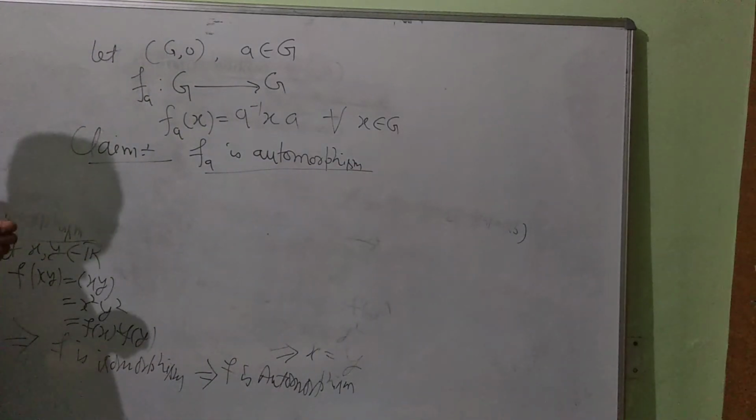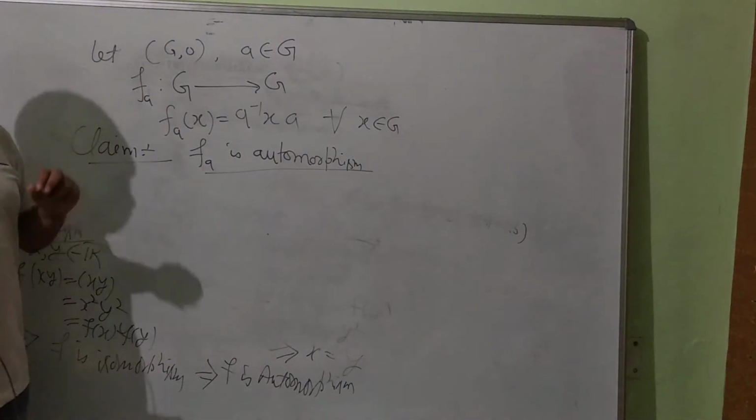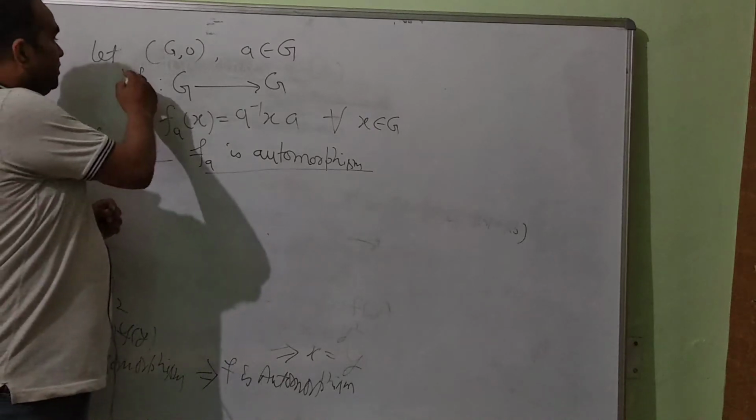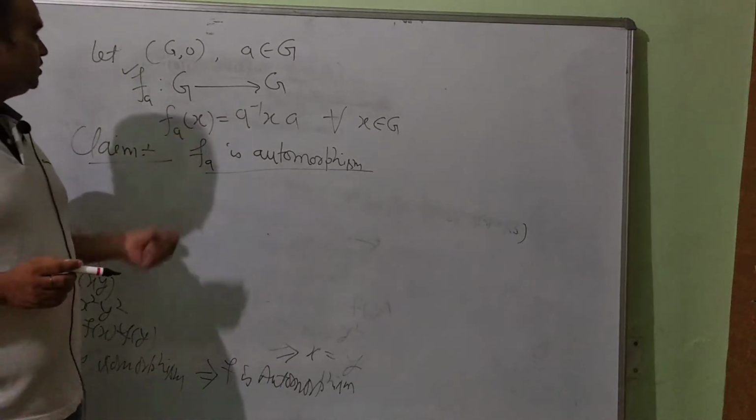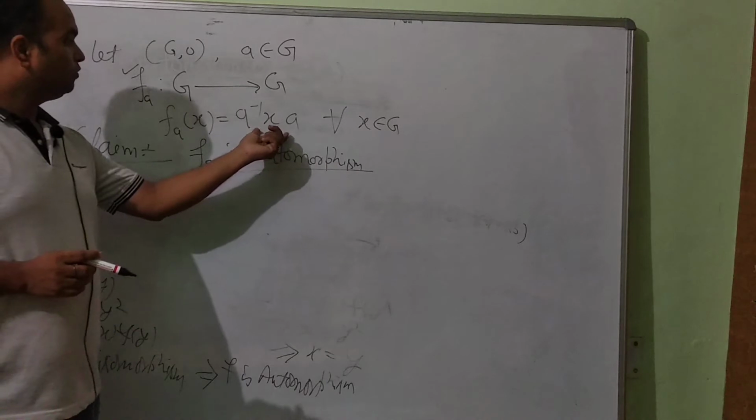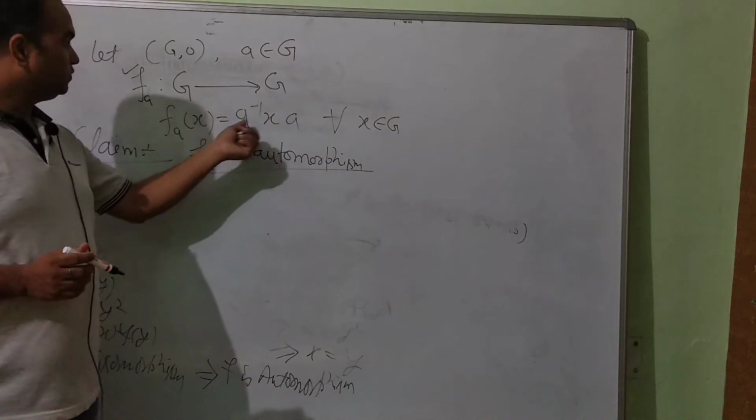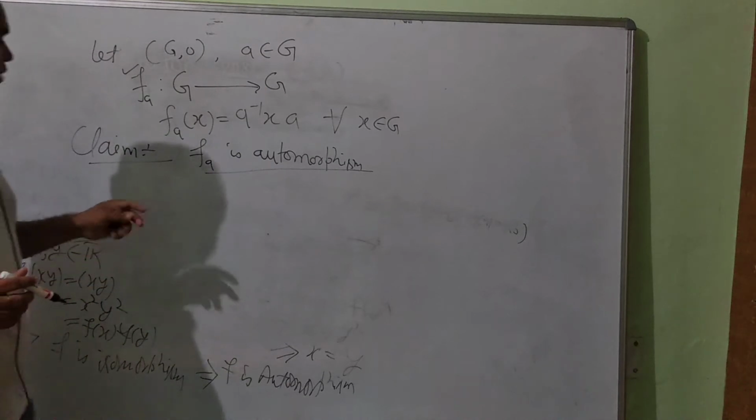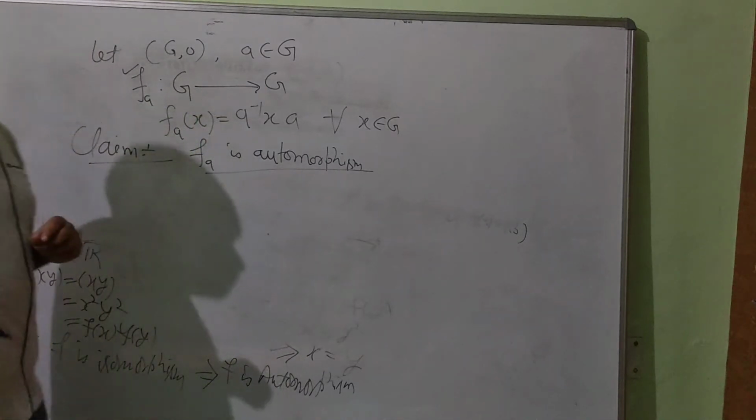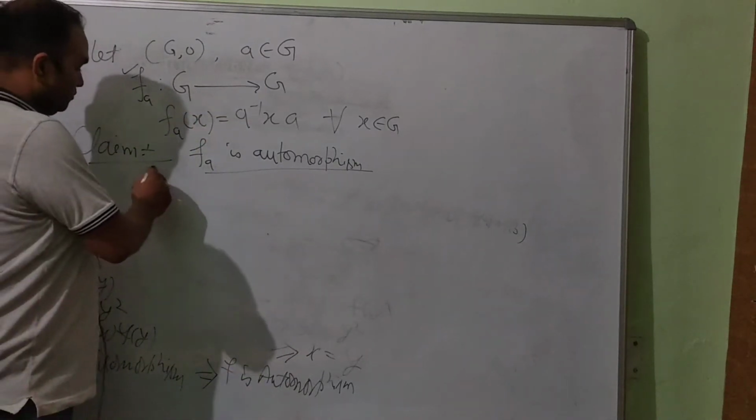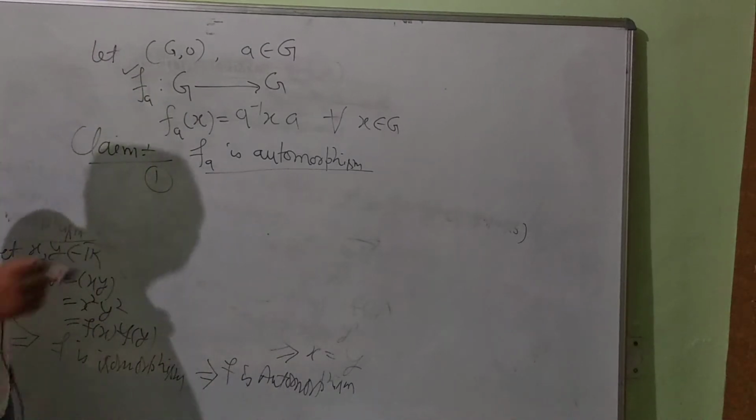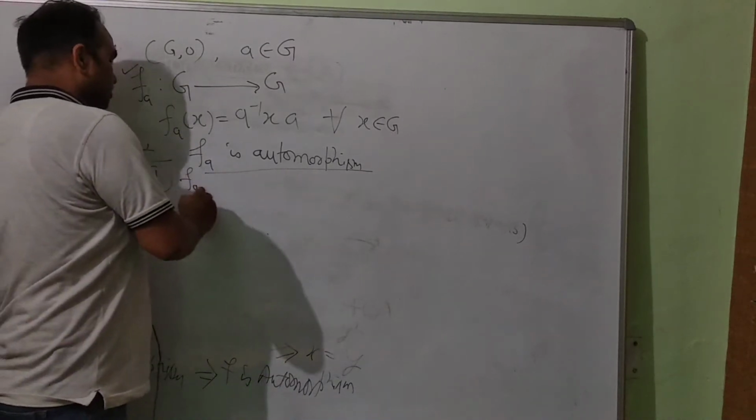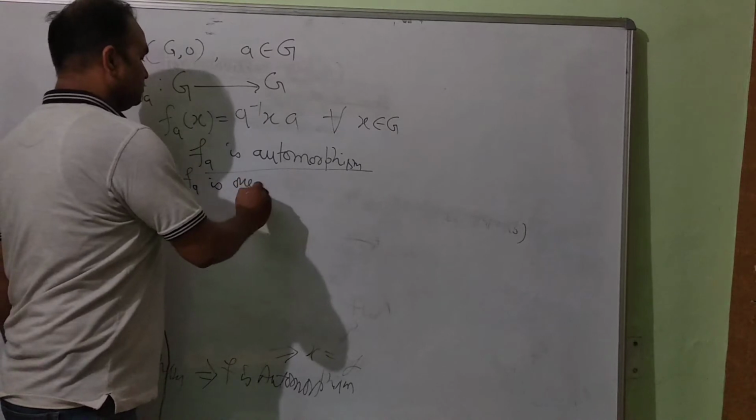So what is our question? What are we going to claim? We are going to claim that this function f A from G to G, which is defined by the rule f A of x is equal to A inverse x A, is an automorphism. So how will we prove this function is an automorphism? For this we have to prove three properties. Number one is that this function is 1-1, right?